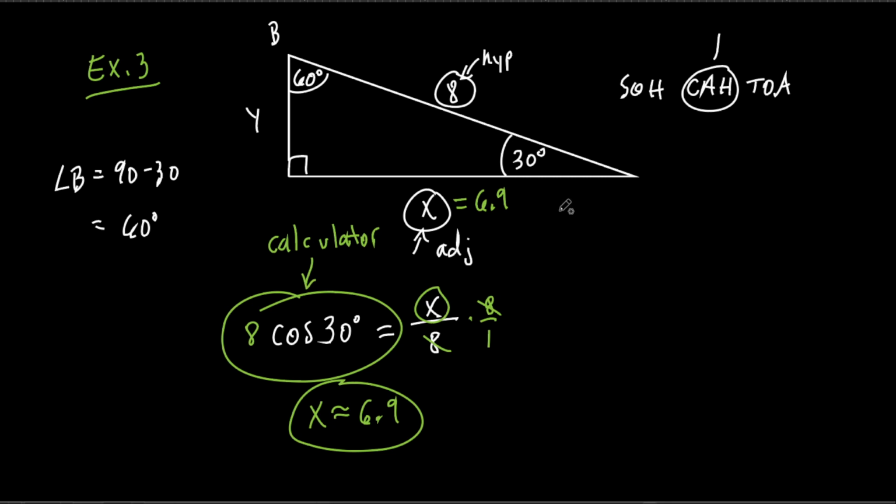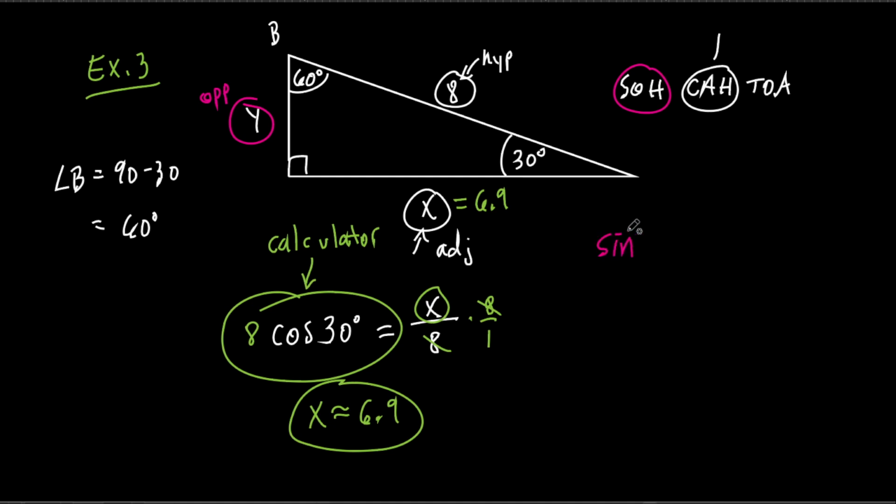I'm going to use another trig function. So again, we know the hypotenuse. We know this is 30. We're trying to solve for this. What is this side in relationship to the 30 degrees? It's opposite. So now I've got opposite and I've got hypotenuse. Which one of these trig functions uses opposite and hypotenuse? The sine. That's right.